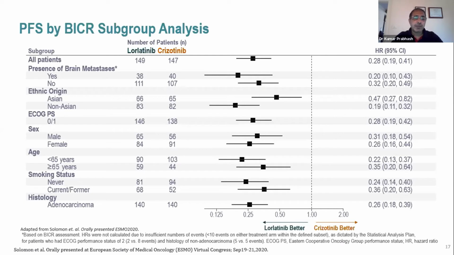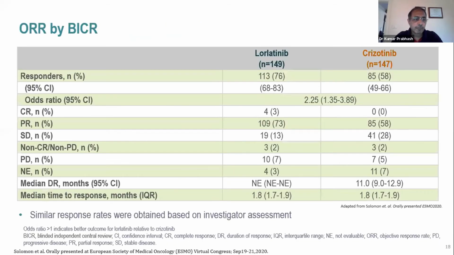If we see the subgroup analysis, it appears in the patients with brain mets, patients with different ethnic origin, patients divided by performance status, gender, age, smoking status, and histology, it appears it benefits all groups of patients, and the hazard ratio remains strikingly meaningful in almost all groups of these patients.